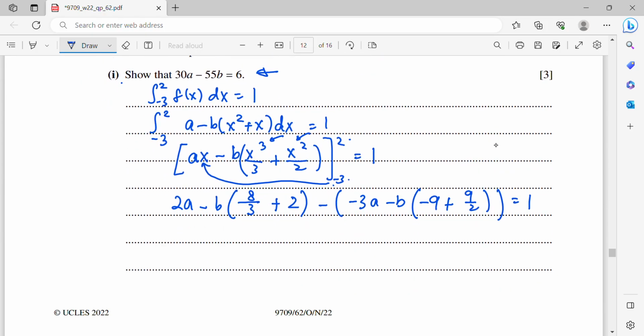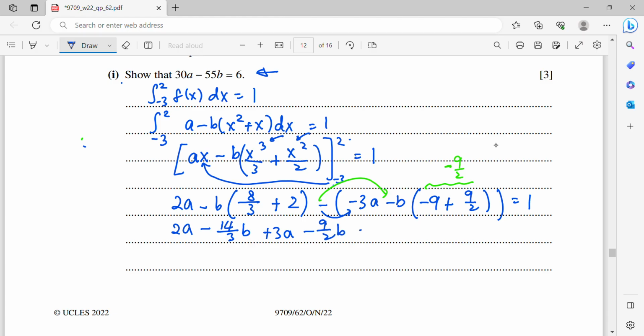Okay, so open all the brackets. I will get 2a. Now 8 over 3 plus 2 is going to be 14 over 3. Then multiply by minus b. At last, it will be negative 14 over 3b. This minus multiplied with the whole bracket will be plus 3a. And then minus 9 here. Minus 9 plus 9 over 2 is going to be minus 9 over 2. Then the minus multiplied by minus b is going to be plus b. So that's why you'll be getting negative 9 over 2b.